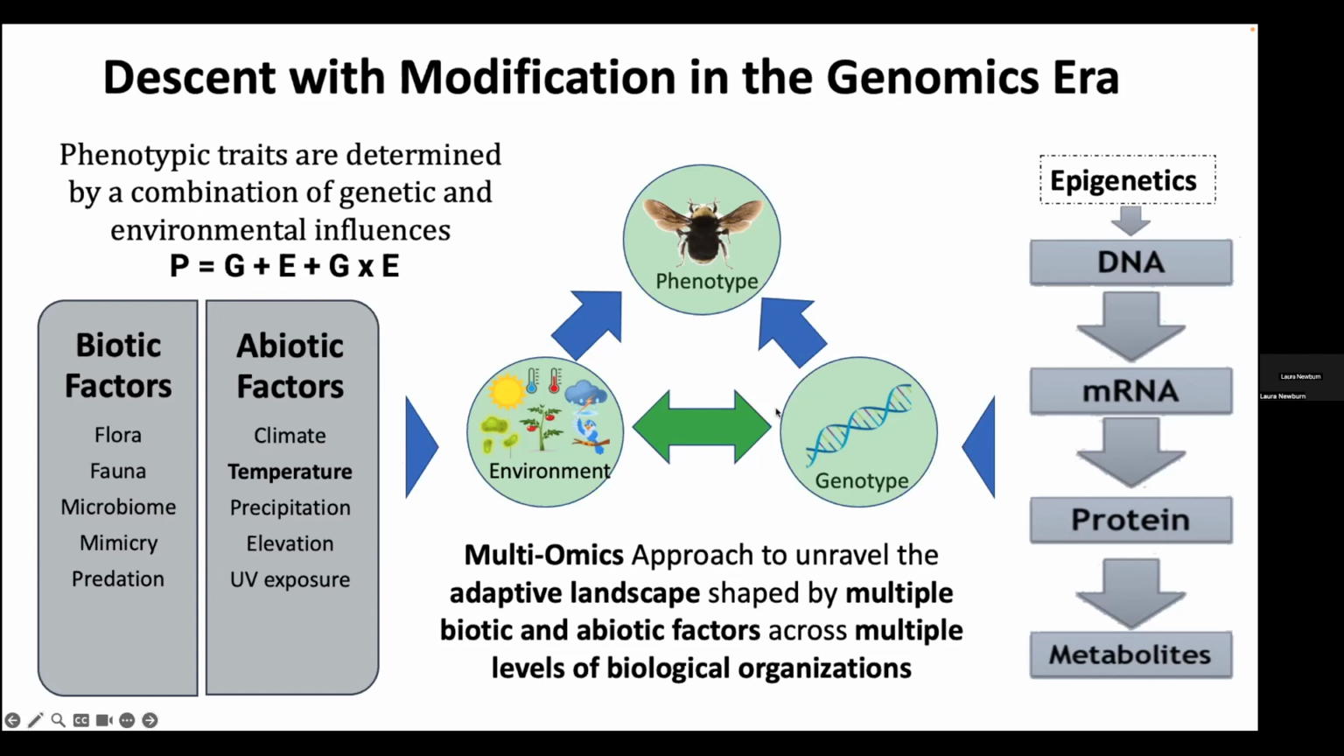In this modern age, we are very lucky to have a lot of omics approaches, which we can use to examine the impact of these biotic and abiotic factors from the epigenetic level to the coding sequence level, to protein and mRNA, and even the metabolite level. So the goal of our study is to use multi-omics approaches to understand the complete picture of this adaptive landscape, which is shaped by multiple biotic and abiotic factors across different levels of biological organization.